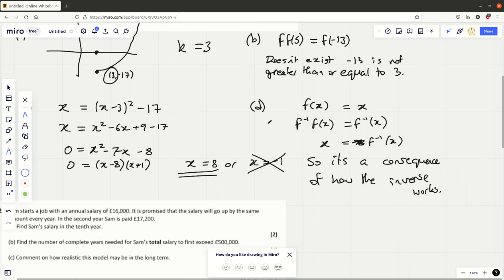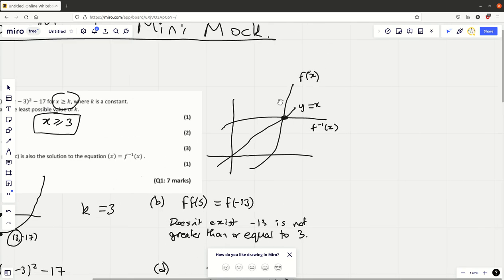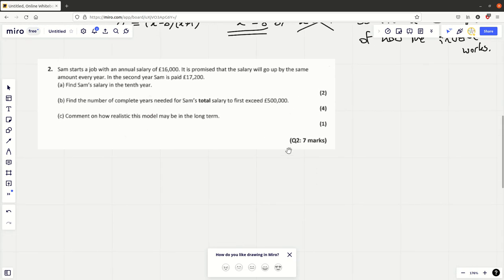But honestly, a diagram really helps, and then just explaining your diagram, saying f and f to the minus 1 are reflections in the line y equals x, so they will meet the line y equals x at exactly the same point. Okay, let's go to number 2.